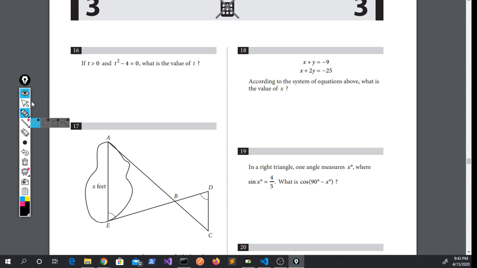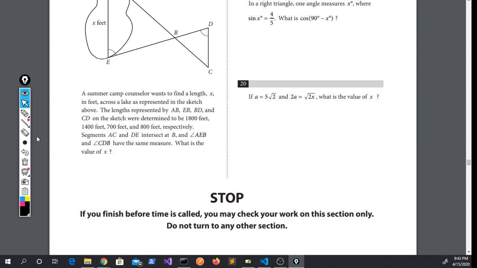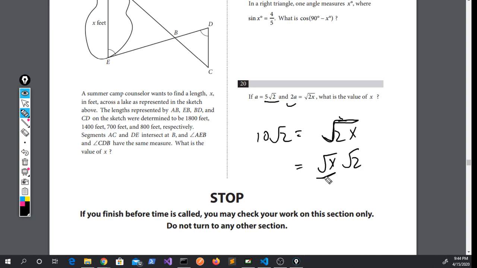Cool. Let's plug this here. 10 square root of 2 is square root of 2x. Square root of x then is equal to 10, so x is 100. It can't be negative, because a negative number can't go inside a square root.